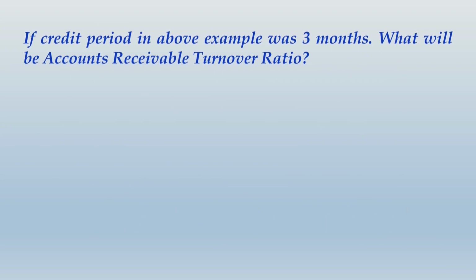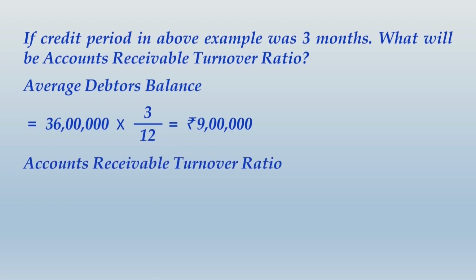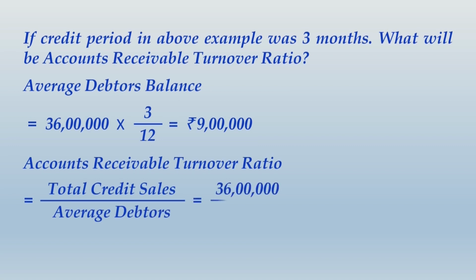Let us move ahead and write further. If the credit period in above example was 3 months, what will be accounts receivable turnover ratio? So now you first work out your average debtors balance. That will be 36 lakhs into 3 by 12, that comes to 9 lakhs. Then accounts receivable turnover ratio will be total credit sales divided by average debtors, that will be 36 lakhs by 9 lakhs, and that will be 4 by 1 or 4:1 or 4 times.